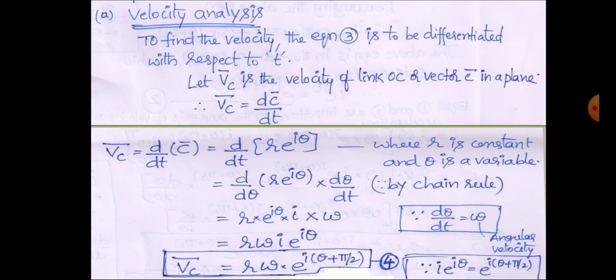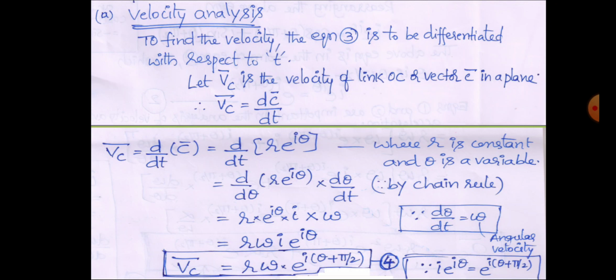Here d theta by dt can be written as omega, because theta is the angular position, or simply angle. The rate of change of angular displacement with respect to time is nothing but angular velocity. Therefore, in place of d theta by dt, I can write omega. Rearranging into I into e power I theta, Vc bar is equal to r omega.